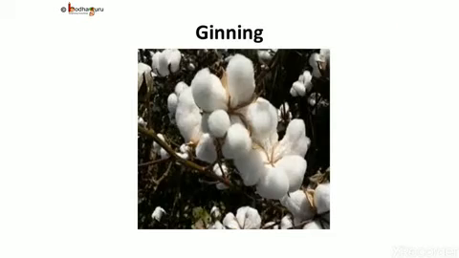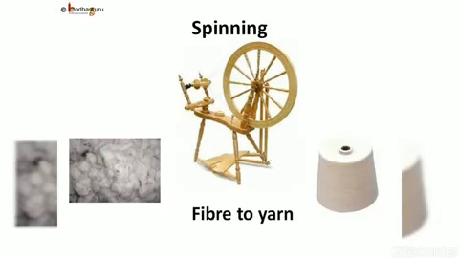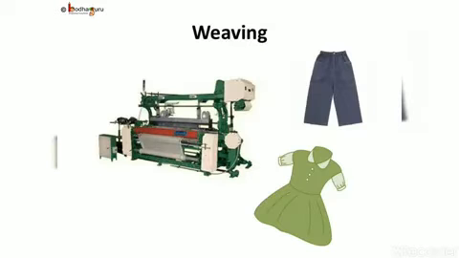So in a nutshell, first cotton seeds are separated from the cotton fruit. This step is called ginning. Then cotton yarn is obtained by spinning the cotton fiber using a hand spindle or charka or even machines. Finally, by weaving the cotton yarns, we get the cotton fabric used for making different cotton clothes.